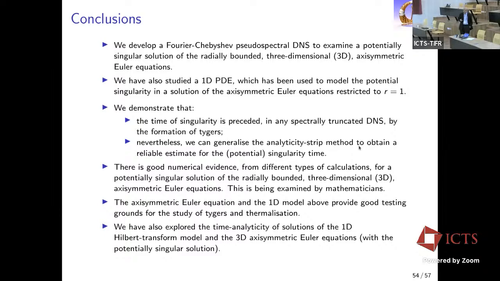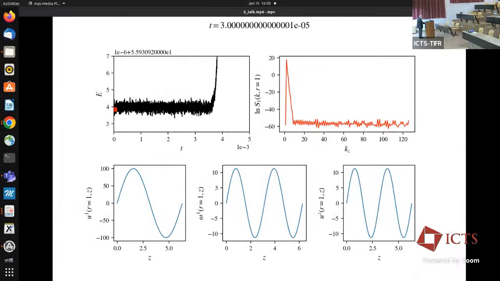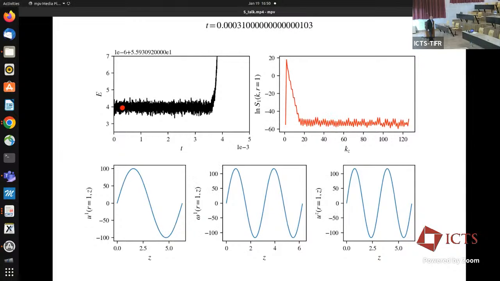And this axisymmetric Euler equation and the 1D model above provide good testing grounds for studies of Tygers and thermalization, which you might also be interested in from the point of view of statistical mechanics. And then in our most recent work, we have also explored the time analyticity of solutions of this 1D and 3D model in the way that Ram, Frisch, and Hahn have done. And so I thank you for your attention, and I'll be happy to answer questions while you watch this video one more time. Thank you.